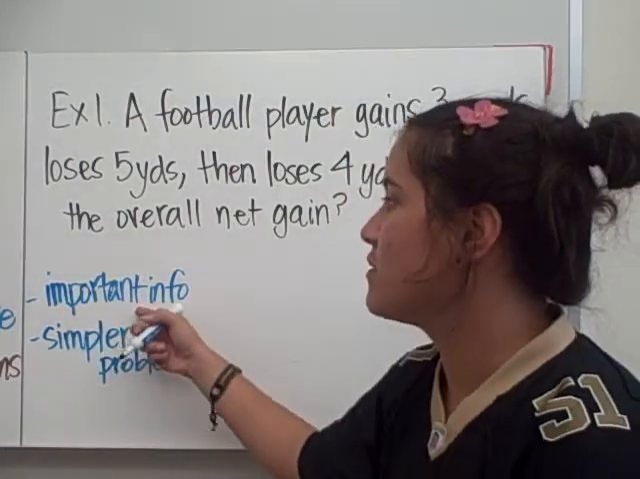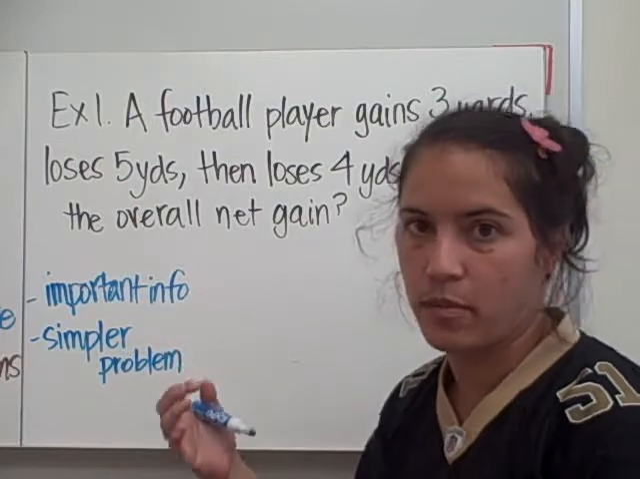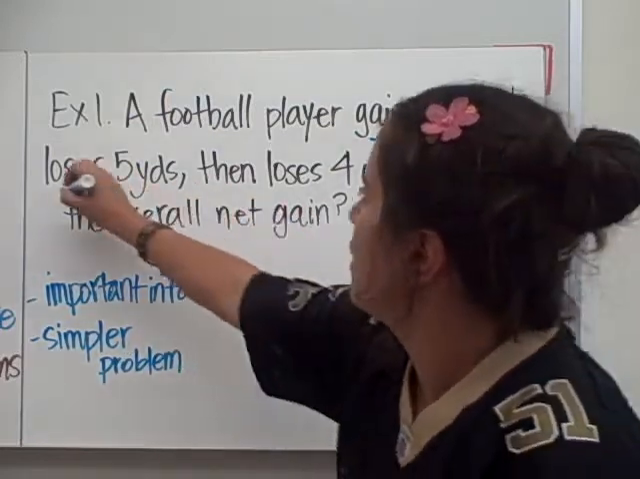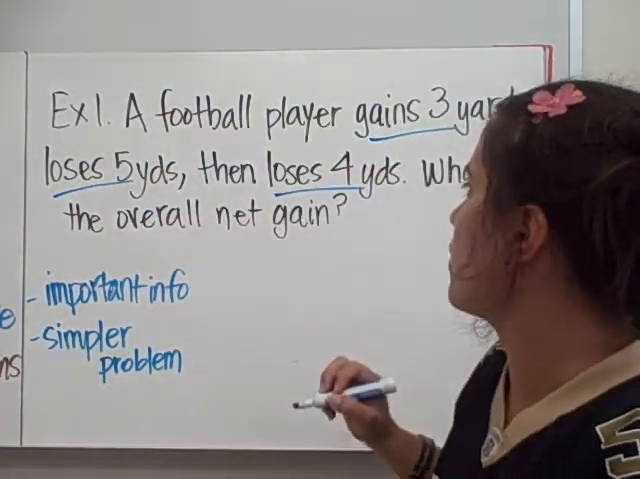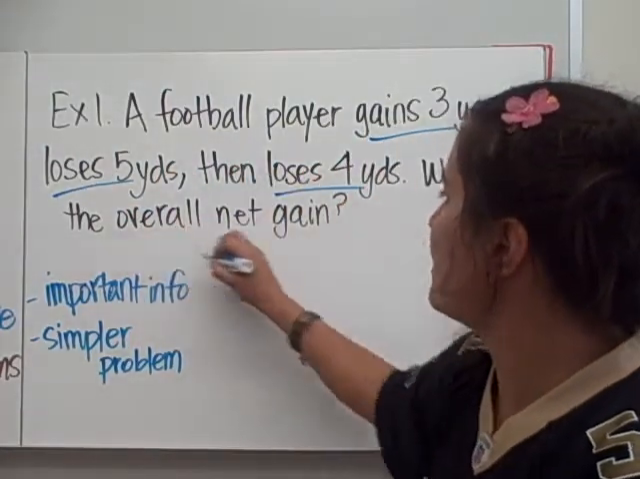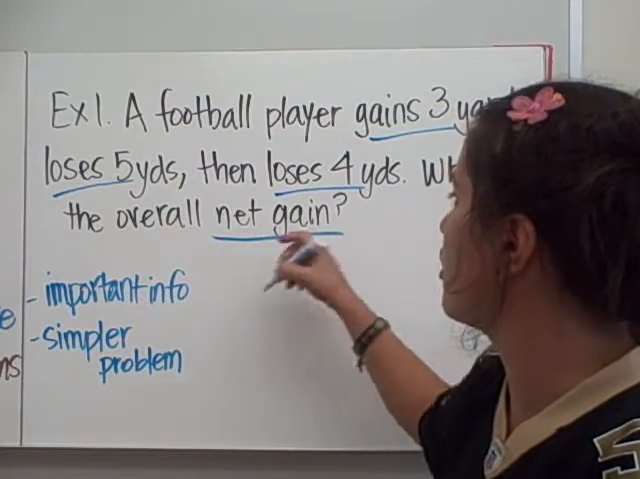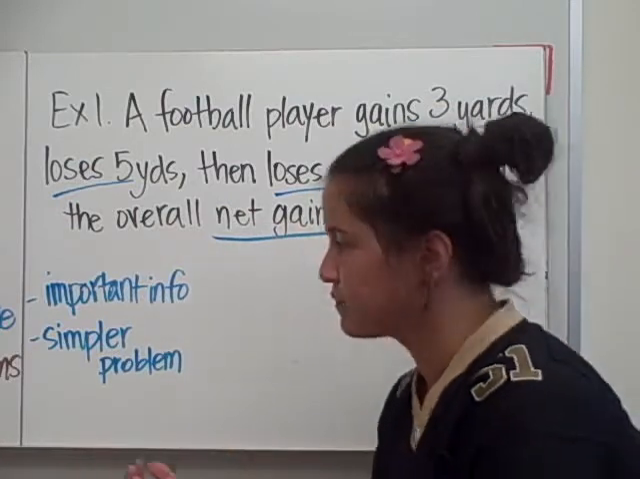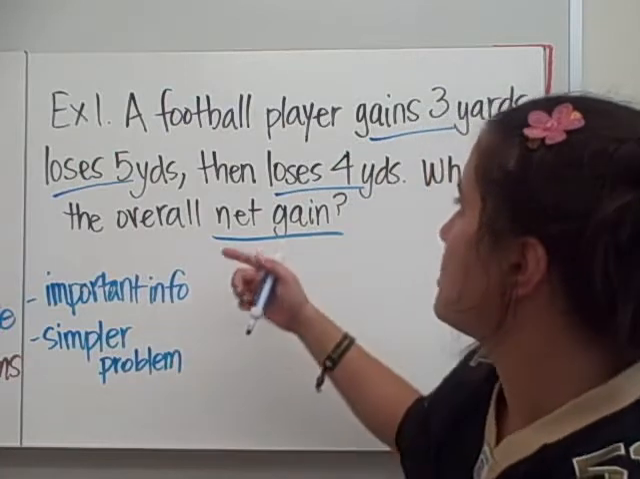So first thing is, let's get some important information. Let's break down this problem. So what's important? Well, it's important that gain 3, loses 5, and loses 4. And then we're looking for the overall net gain. Net gain. If you're not sure what that means, overall how much did he lose or gain? Like, where is he now? So let's make it into a simpler problem.